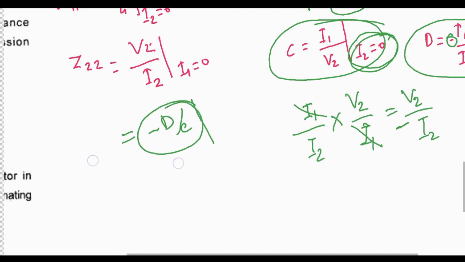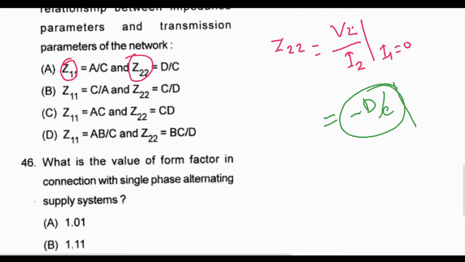So here the answer is Z11 is equal to A by C. This is correct, and in the option Z22 is equal to D by C, this should be minus D by C. So option A is the correct answer.